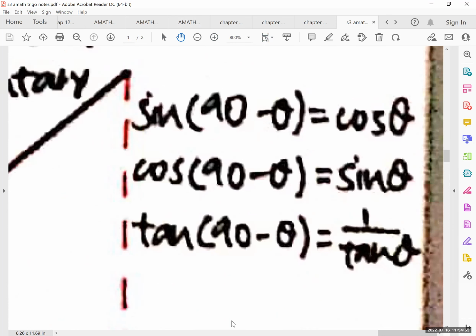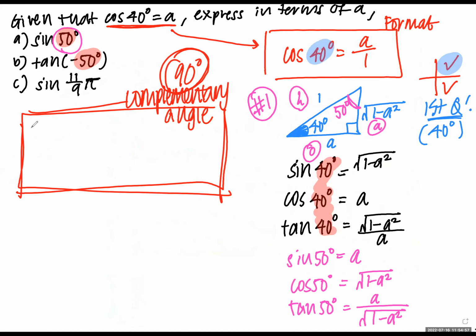So let's go back. What are the formulas you need to memorize again for complementary angle? Clara starts. What's the first one? Sine bracket 90 minus theta, equal to cos theta. Okay, choose the next person to answer.